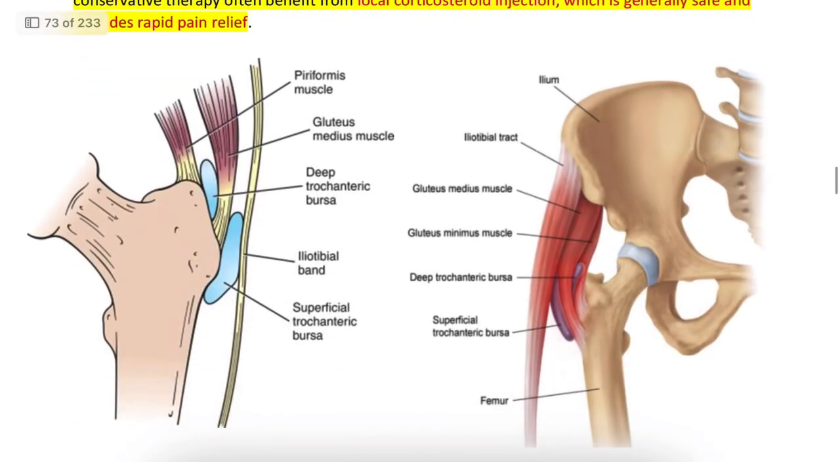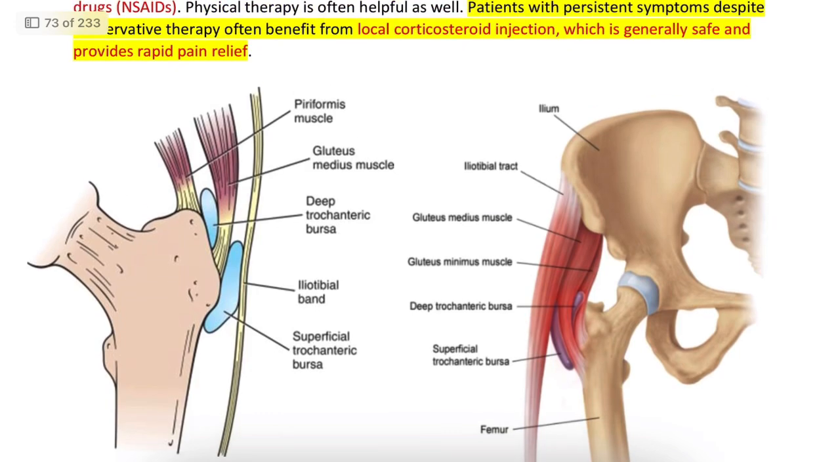If you look at this image, you can see the piriformis muscle and the gluteus medius muscle. In between you can see the deep trochanteric bursa, and before the iliotibial band you can see the superficial trochanteric bursa. So it's not true bursitis alone. It's an overuse syndrome, from repetitive movements of the gluteus medius and gluteus minimus tendons running over the greater trochanter. So what are the clinical features?